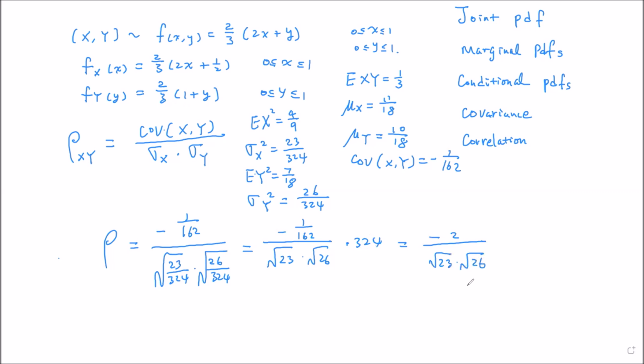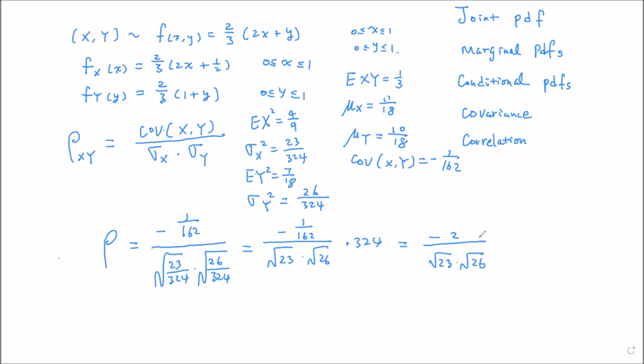This value is pretty small. I don't have motivation to really calculate it out. I don't want to use a calculator for the moment, but it's pretty easy to figure out this value. So I would say X and Y are negatively correlated, and the linear relation should be sort of weak. All right, so that's the end of the video.